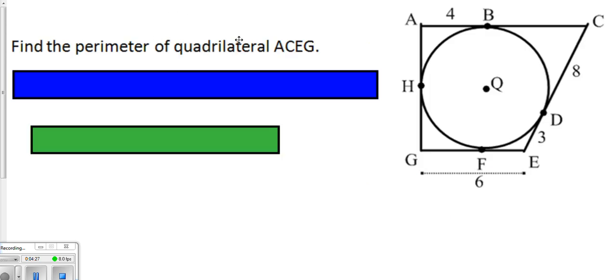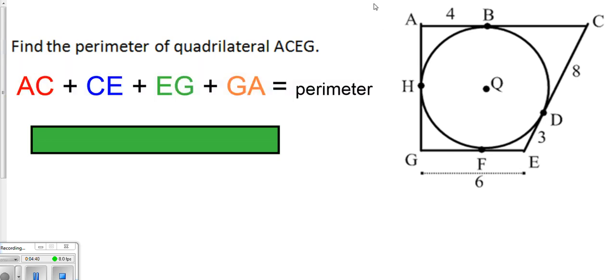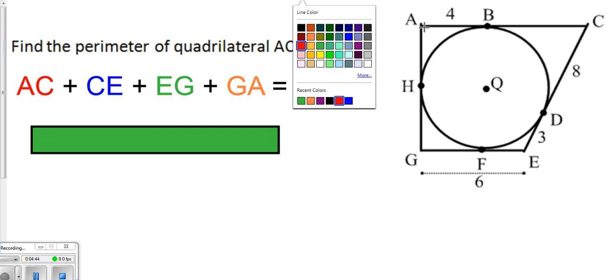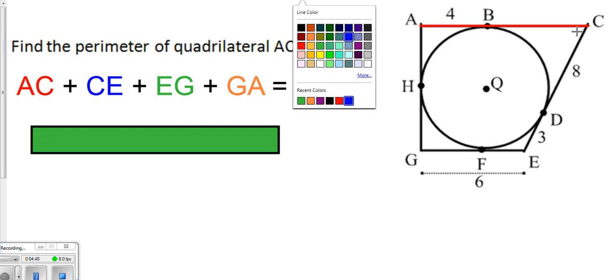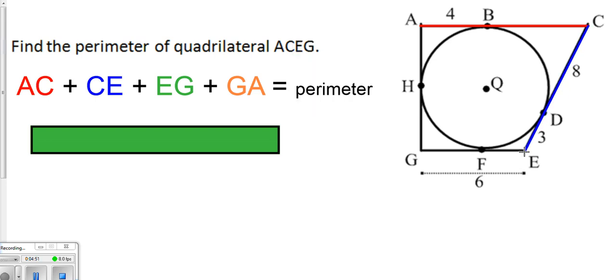Find the perimeter of quadrilateral ACEG. So remember, the perimeter of any polygon of any kind of shape, you just add up all of these lengths on the outside. So the perimeter is basically going to be this one. I'm going to do this in red. This A to C. This C to E.